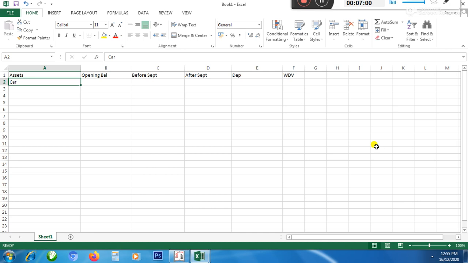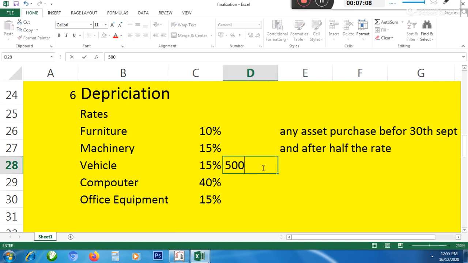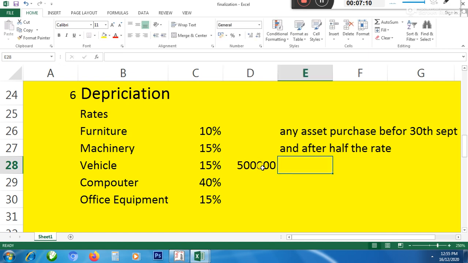Okay. Now, what is the rate of depreciation on vehicle? 15%. Okay. Car value is what? 5 lakh. So I will calculate 7.5%, half the rate. So depreciation is 37,500. Okay.